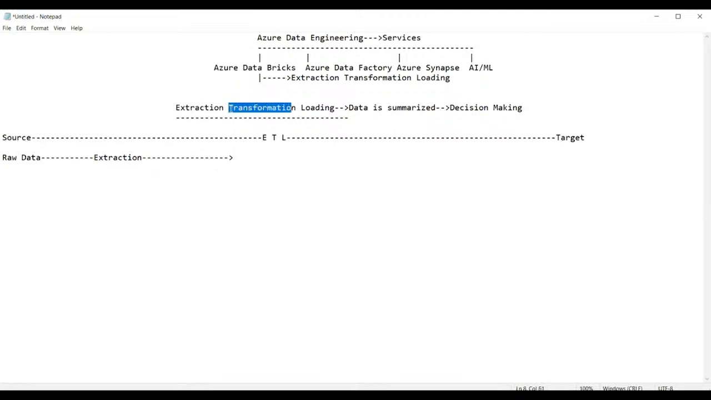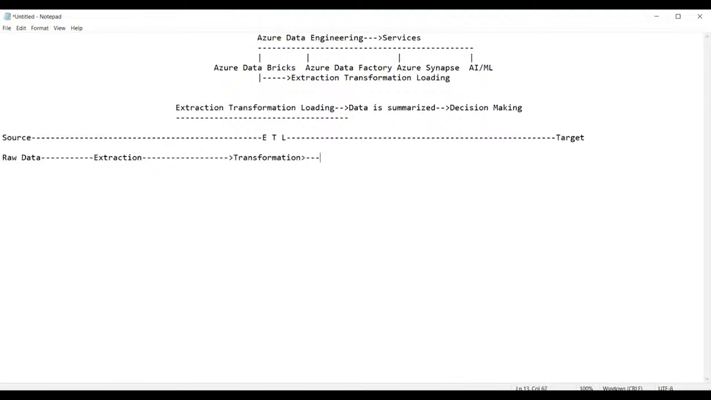After this process of extraction is done, the process of transformation is implemented. Transformation is the actual process where the data is converted into the format required by the customer. And once the transformation is done on the data, it is finally prepared and loaded. And where is it loaded? It is loaded into the target. That is called a destination.